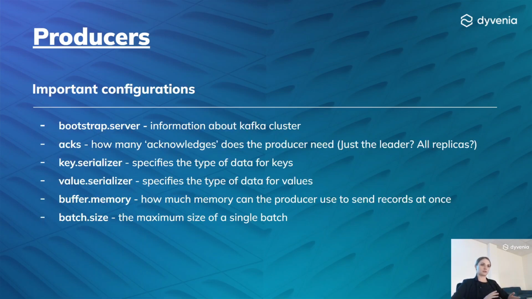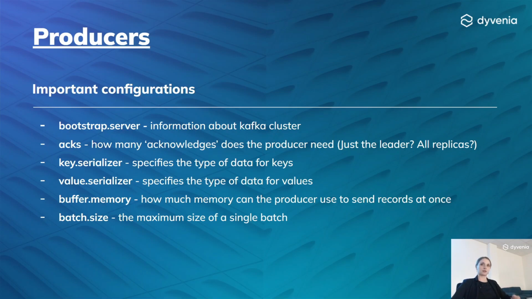Important configurations for producers. I just listed the most basic ones. One of them is the bootstrap server. It's basically where the Kafka cluster is, so it knows where to connect to. This is obligatory information. Acks is how many acknowledgements the producer needs in order to send another message. So, for example, should the leader just know about the message being sent? Should all the replicas have the message before the producer can send another message?